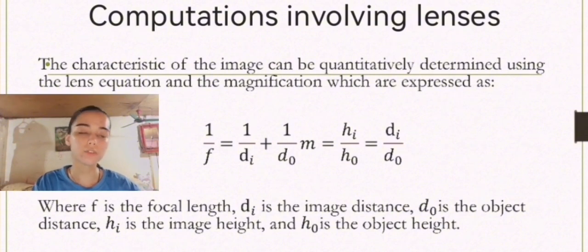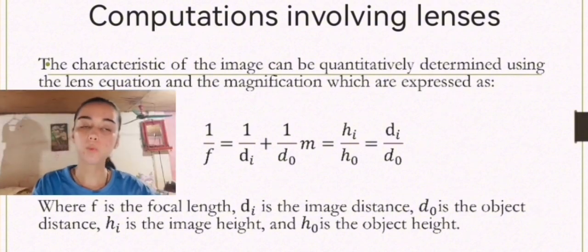The magnification formula relates the object height, hO, and the image height, hI, providing a measure of how much larger or smaller the image is compared to the object. By understanding and applying these formulas, one can construct ray diagrams to visualize the formation of images and analyze their optical properties in various scenarios.